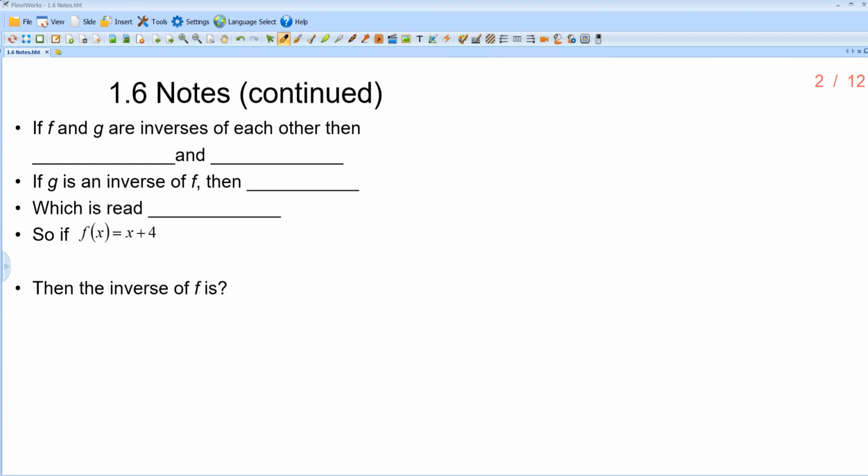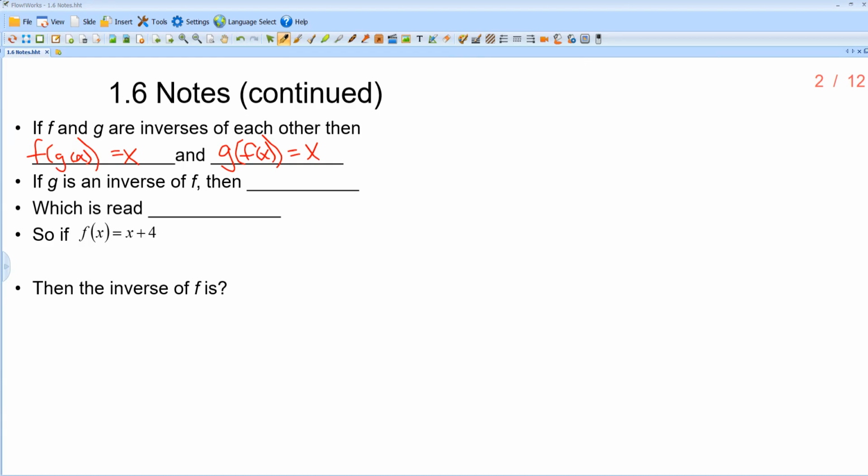So if f and g are inverses of each other, then f of g of x is equal to x, and g of f of x is equal to x. So again, the composition both ways has to give you the identity. And you need to make sure that you're checking both ways, not just one way.